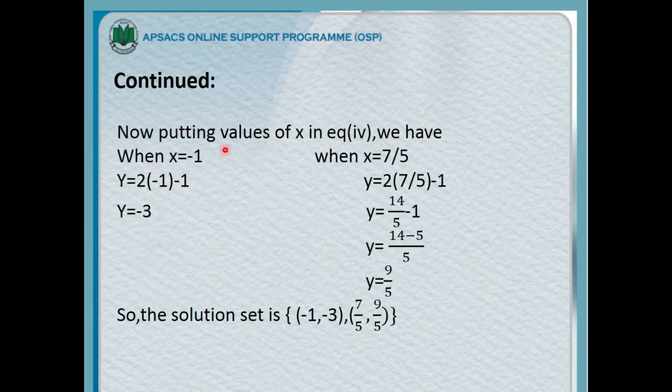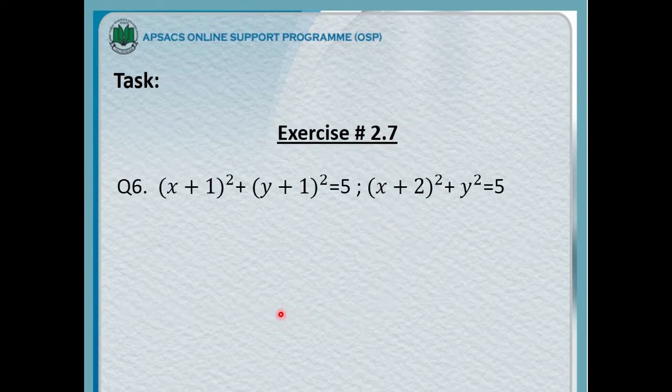Now by putting values of x in equation number 4, we get two values of y. When x equals minus 1, the corresponding value of y is minus 3, and when the value of x is 7 by 5, the corresponding value of y is 9 by 5. These values of x and y make the ordered pair, and when we combine these ordered pairs, we get the required solution set. Now students, we have to do question number 6 of exercise 2.7 in the similar way which I have explained in the previous example.